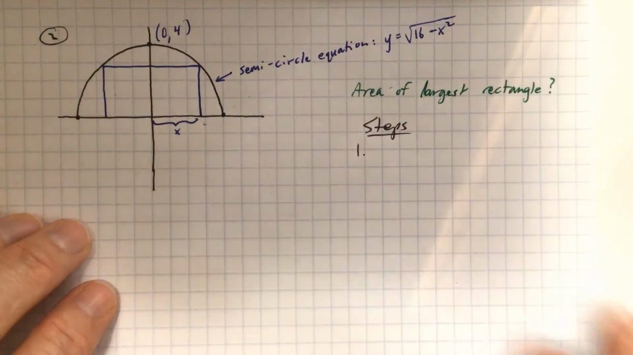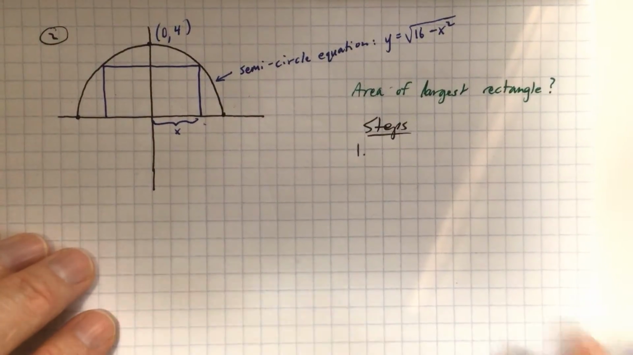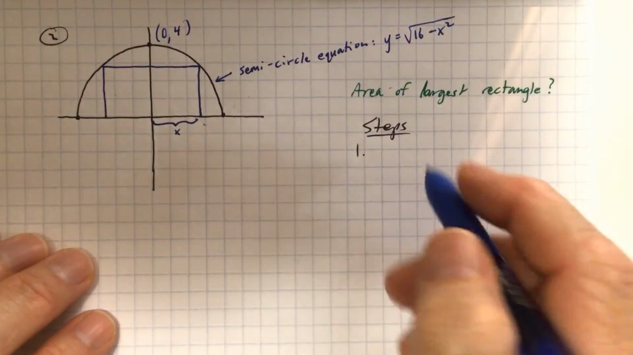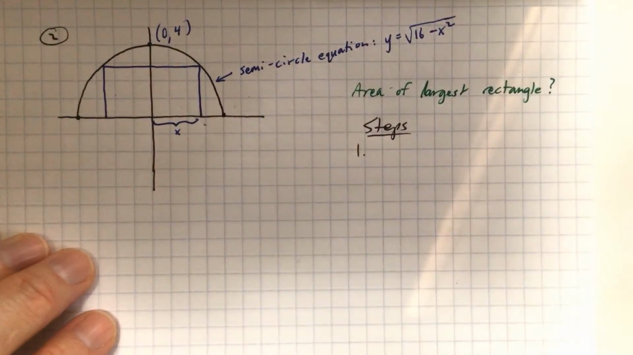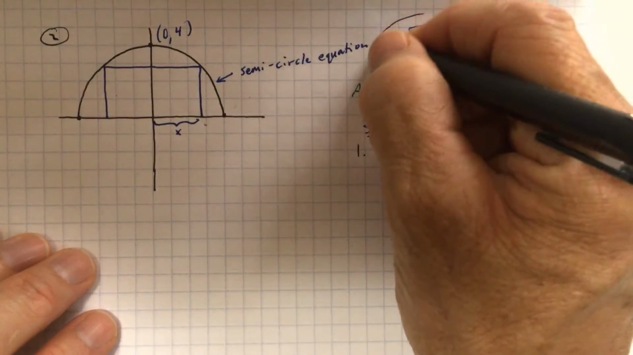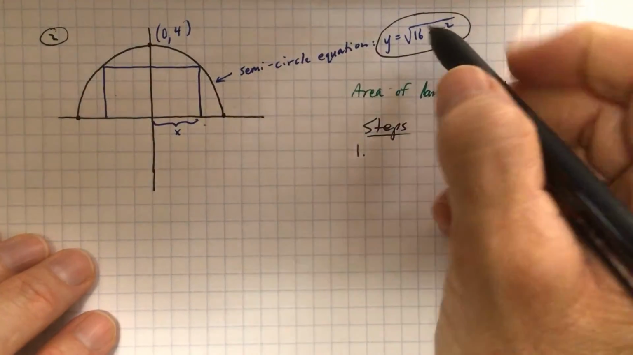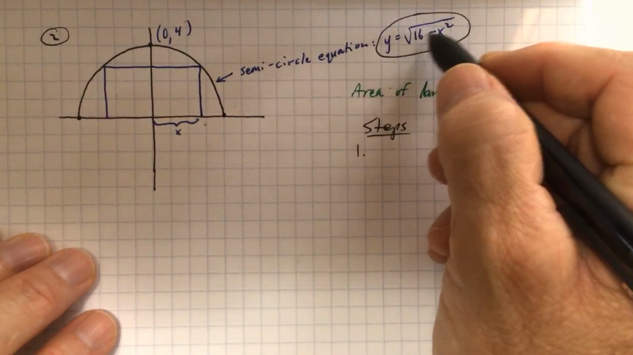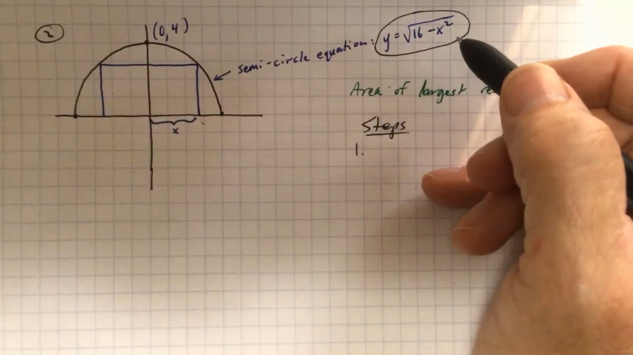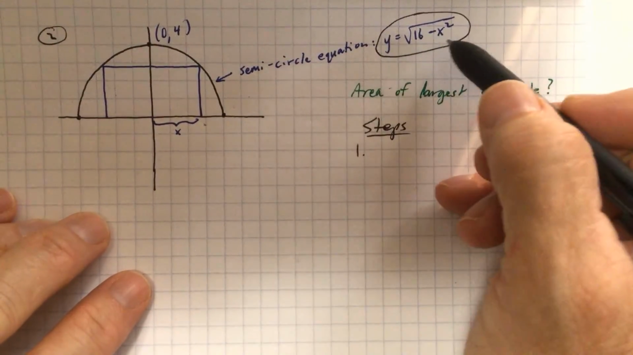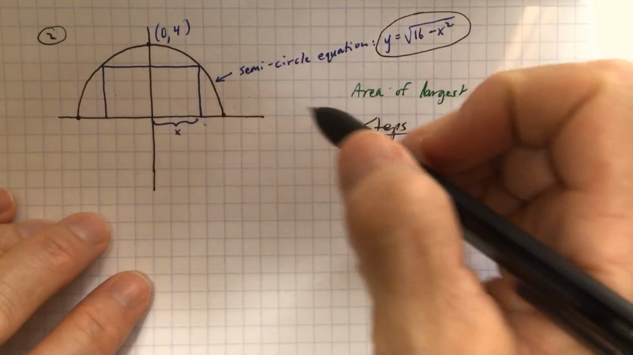One major roadblock here is, how do we express this semicircle in terms of a function? Well, a semicircle has an equation, y equals radical 16 minus x squared. In general, the semicircle has y equals the square root of r squared minus x squared, and r, in this case being the radius, is 4, that's why we have a 16 right there. So that's the semicircle equation.